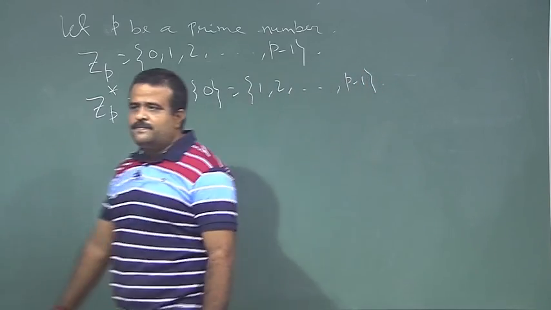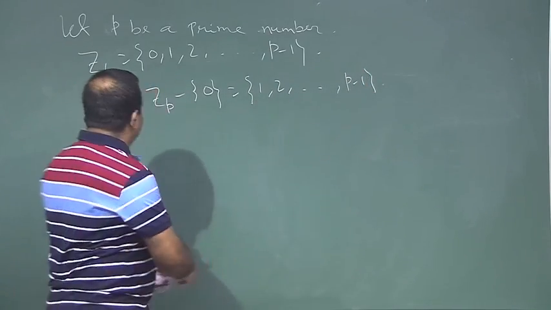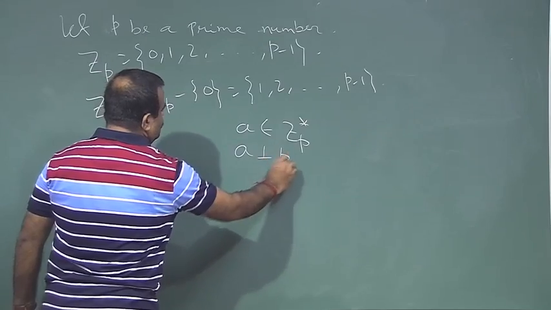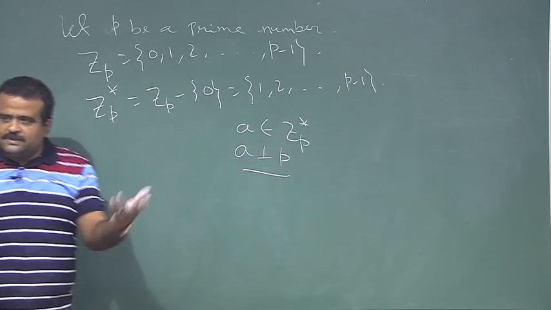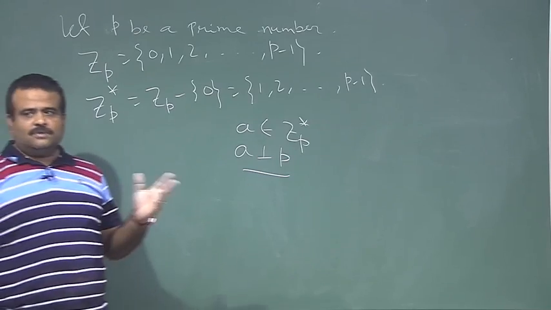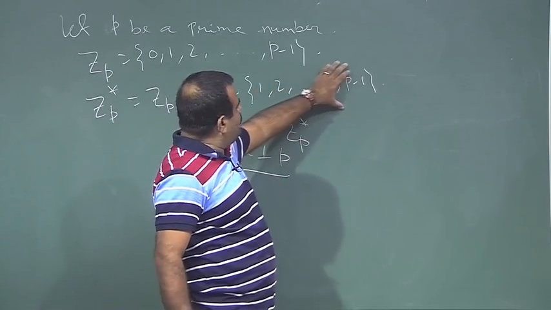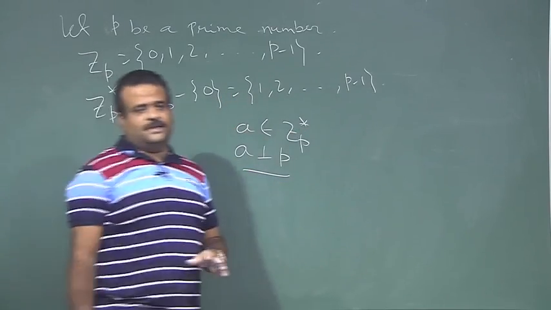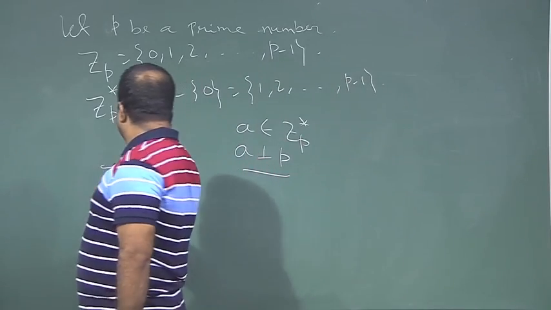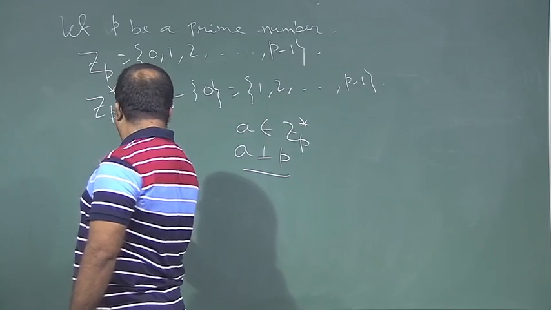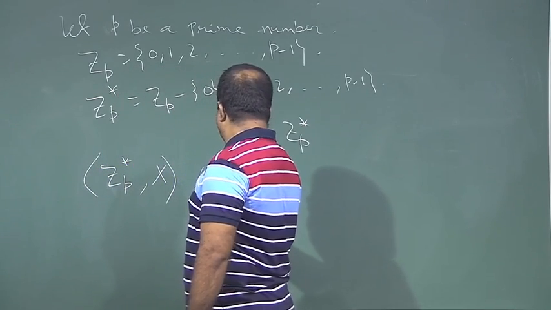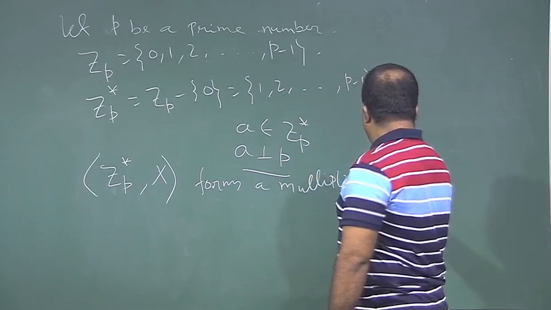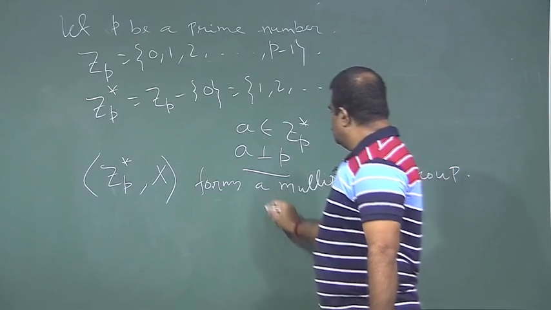Now, since p is a prime, if we take an element a from Zp star, then a must be relatively prime with p, because p has no factor other than 1 and p. So, any element you take from here is relatively prime with p. That means each element here will have a multiplicative inverse. So, Zp star will form a multiplicative group. Basically this is a cyclic group.